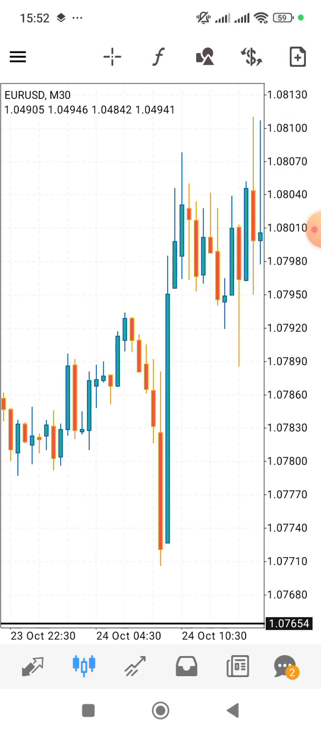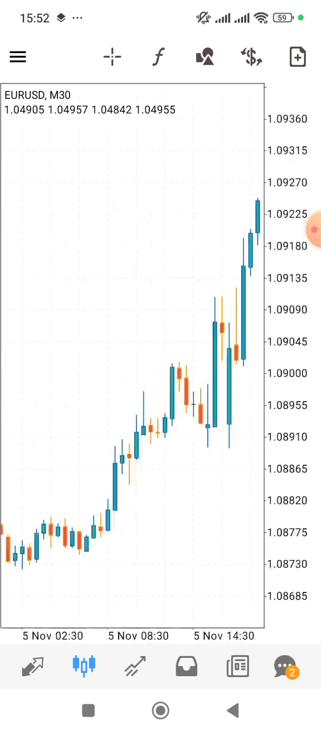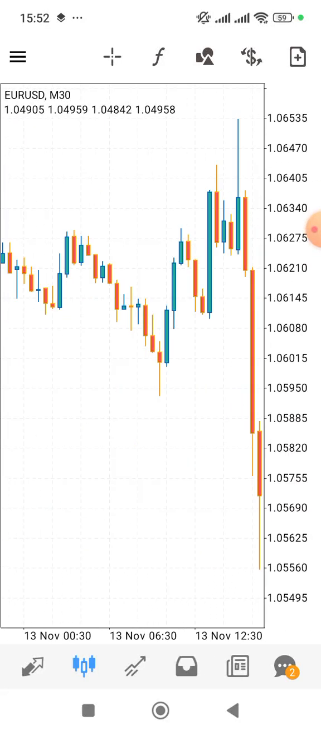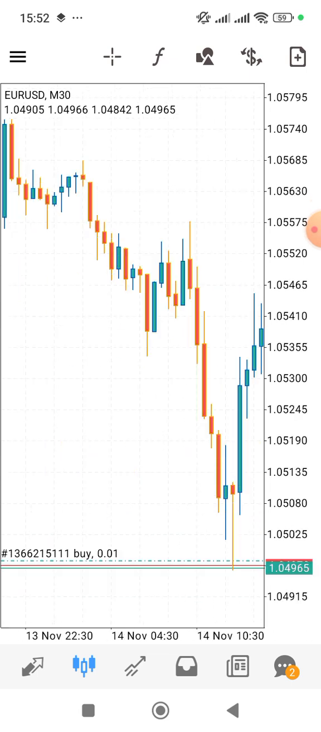So the next thing is take profit and stop loss. This is very, very important for every trader to know. What's take profit and what's stop loss? Take profit is a predetermined point to exit a winning trade.